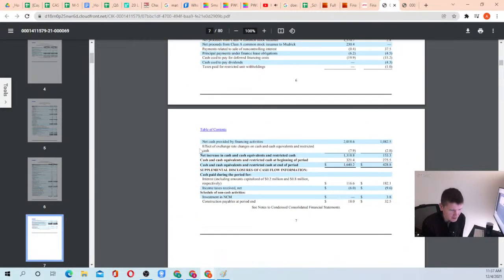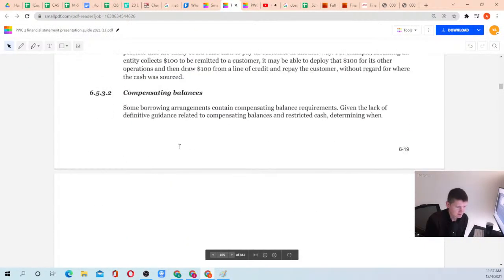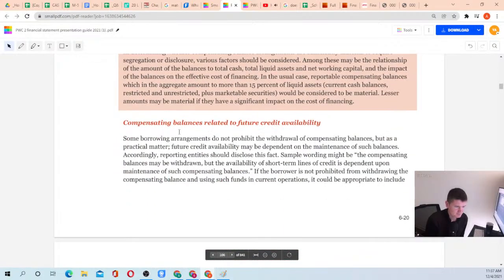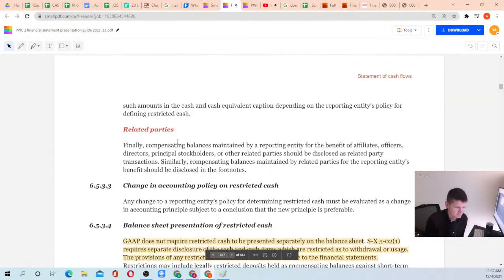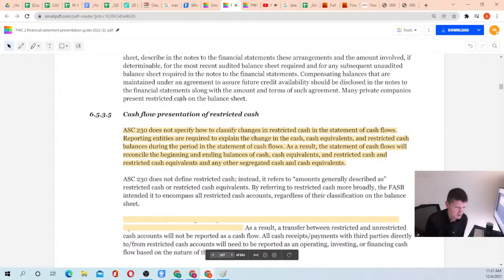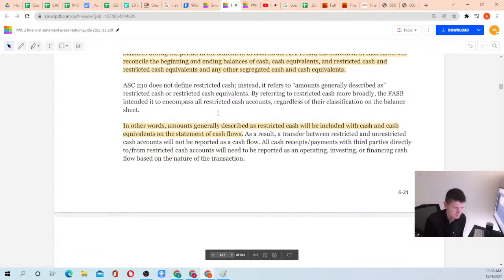If you go take a look at AMC, here they say cash equivalents and restricted cash at the beginning of the period. Compensating balances. Balance sheet presentation, cash flow presentation. So basically your movement of restricted cash is just the same movement as the cash.